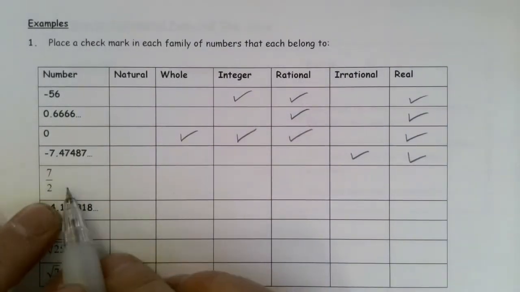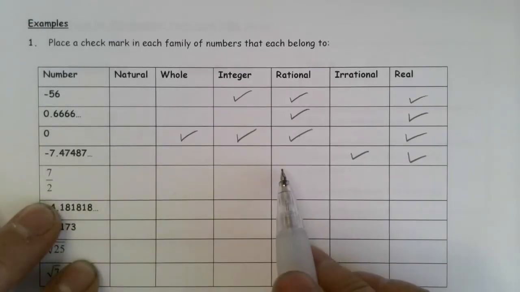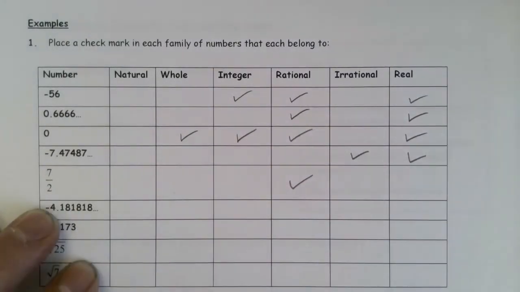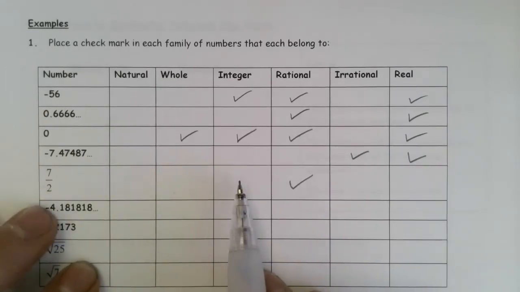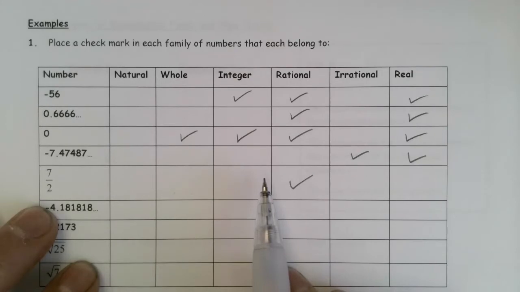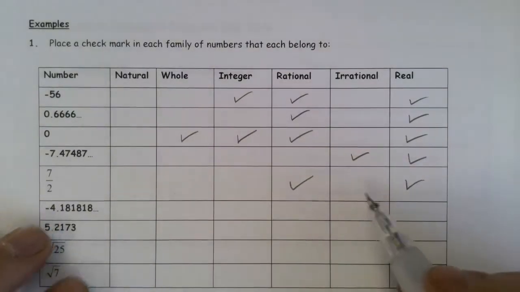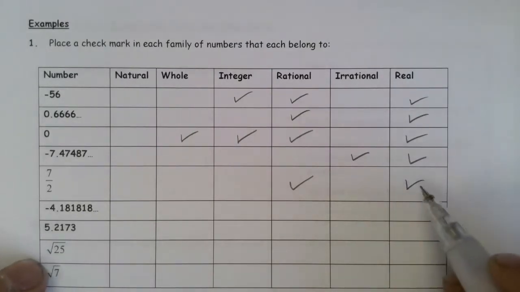This one right here, 7 over 2, that is written in the form of a rational. Now, 7 does not divide by 2. If it did divide by 2 nicely, then I could probably fit it into some of these number systems as well, but it doesn't. It's going to be 3.5. Because it's rational, it's not irrational, but it's also real.